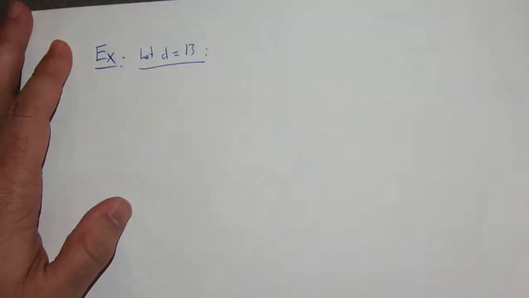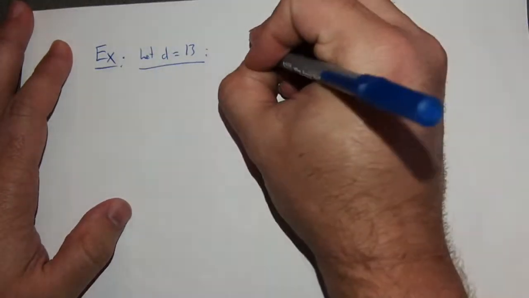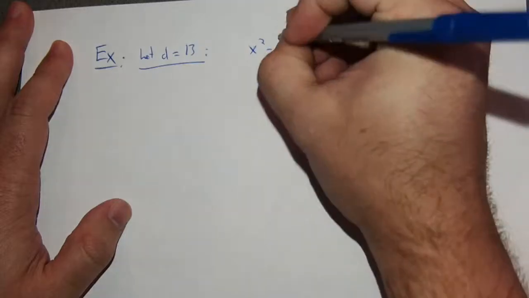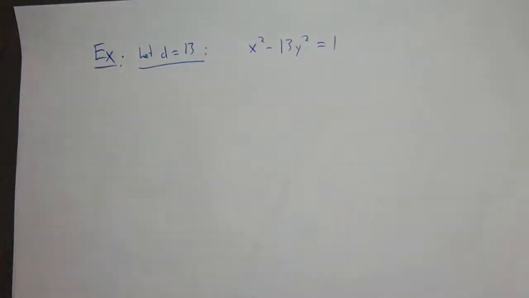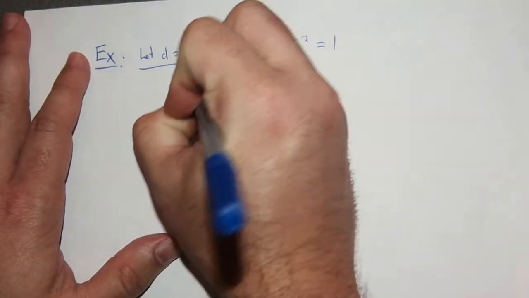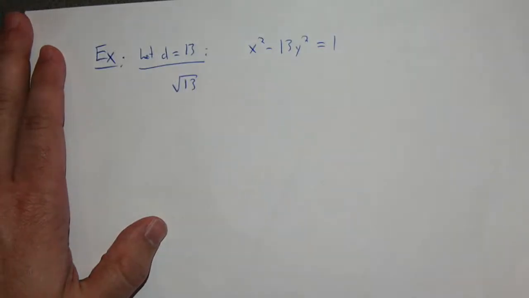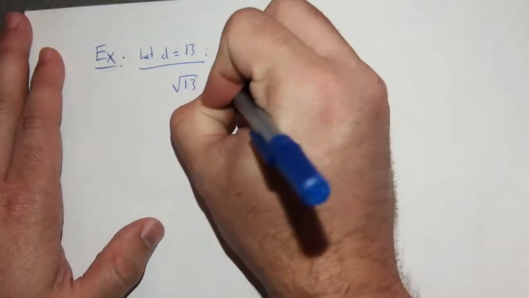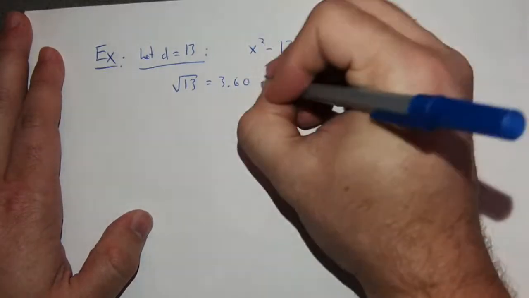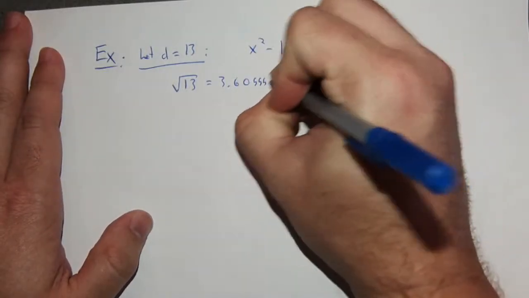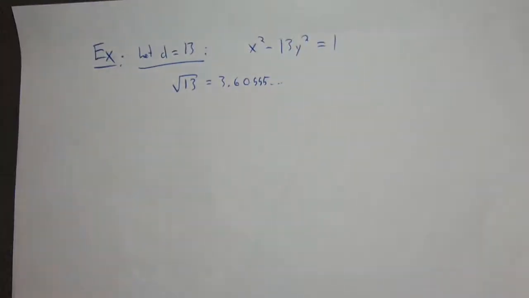Okay, so if d is 13, then I'm looking at x squared minus 13y squared is equal to 1. I want to solve this thing. So following this process, what do I do? I look at the square root of 13, right? And the square root of 13 is like 3.60555 and some more stuff, right? You can use your favorite calculator to do that.